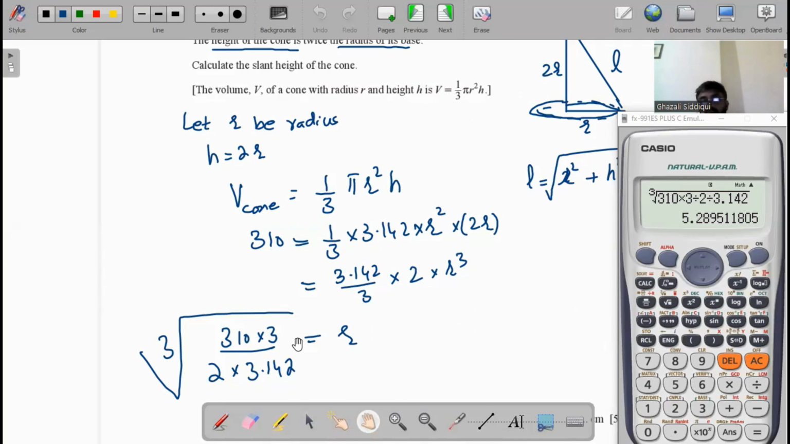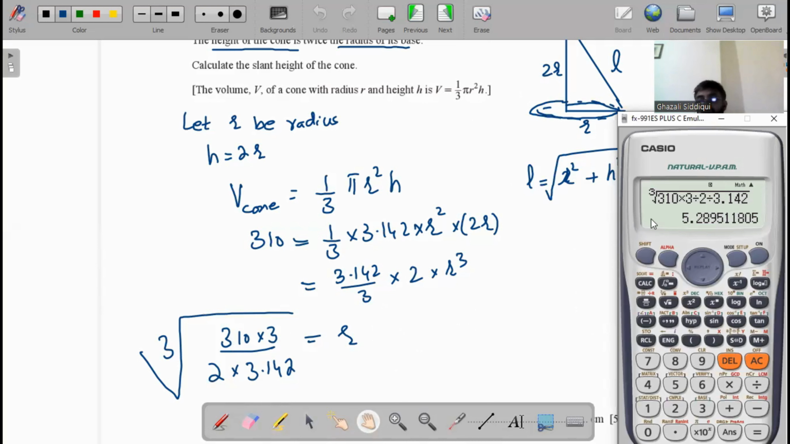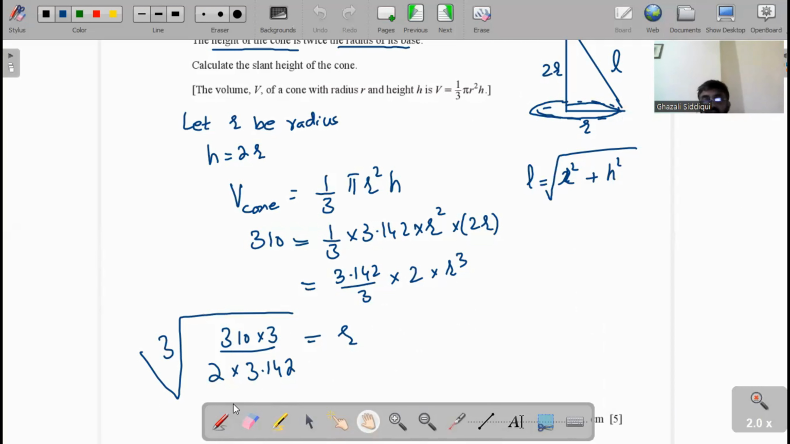Now here r will be equal to 310 multiplied by 3 divided by 2 and divided by 3.142, and taking the cube root we get 5.289. Therefore, the radius is 5.289. Now the value of the radius is 5.29 here, and the height is 2 times the radius. Therefore, we can write it as 2 multiplied by 5.289.